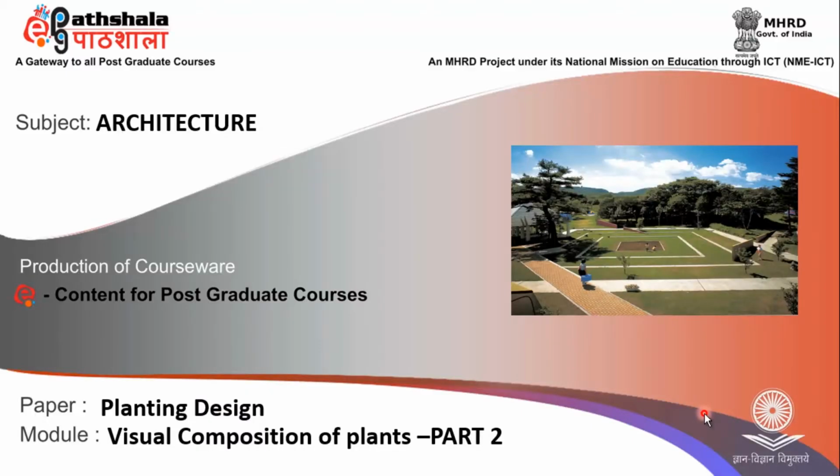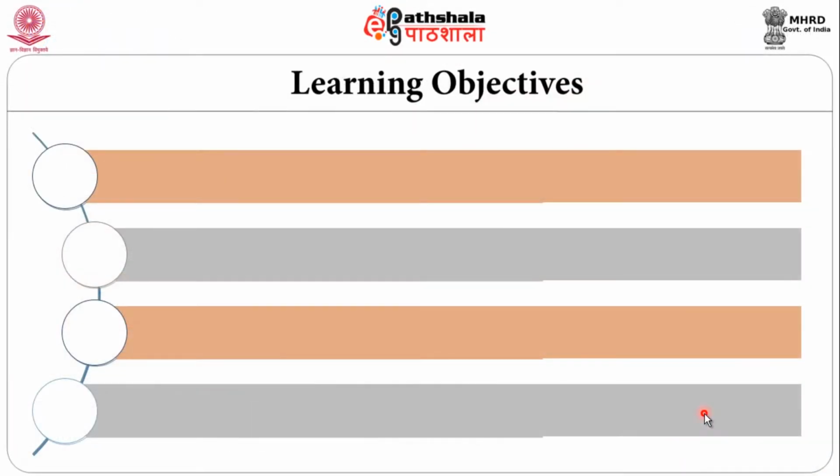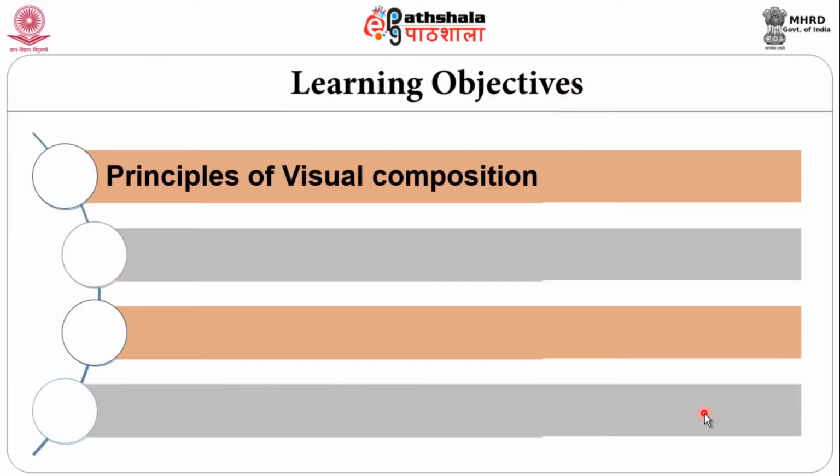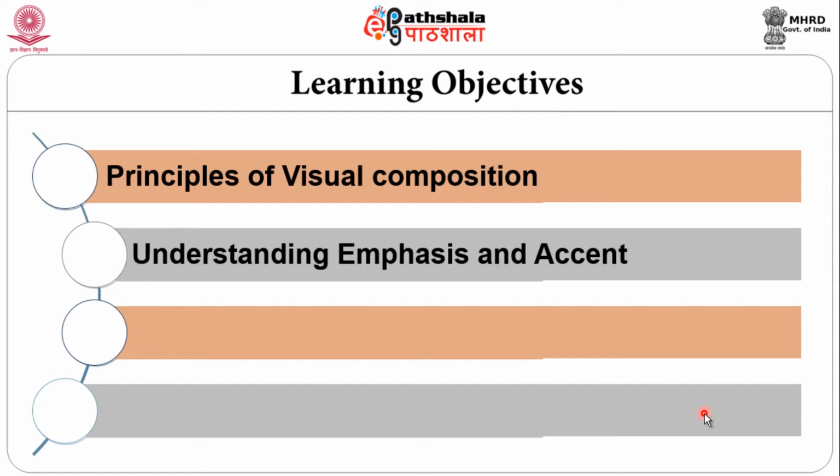In this module of planting design, we should continue to see a few aspects of the visual composition of plants as such. In this module, we would see certain aspects of visual composition, the principles of visual composition, and understand some of the principles in continuation with what we saw earlier, like harmony and contrast and balance, which we saw as principles here.